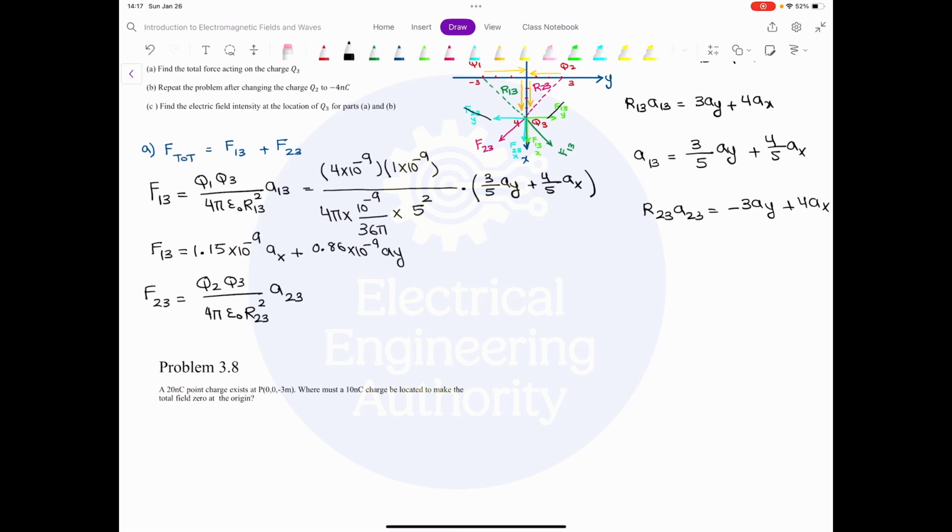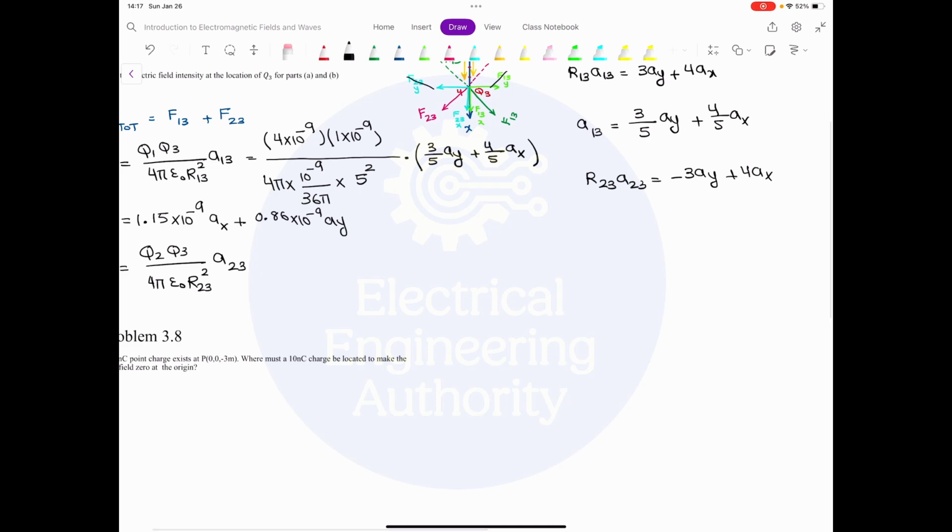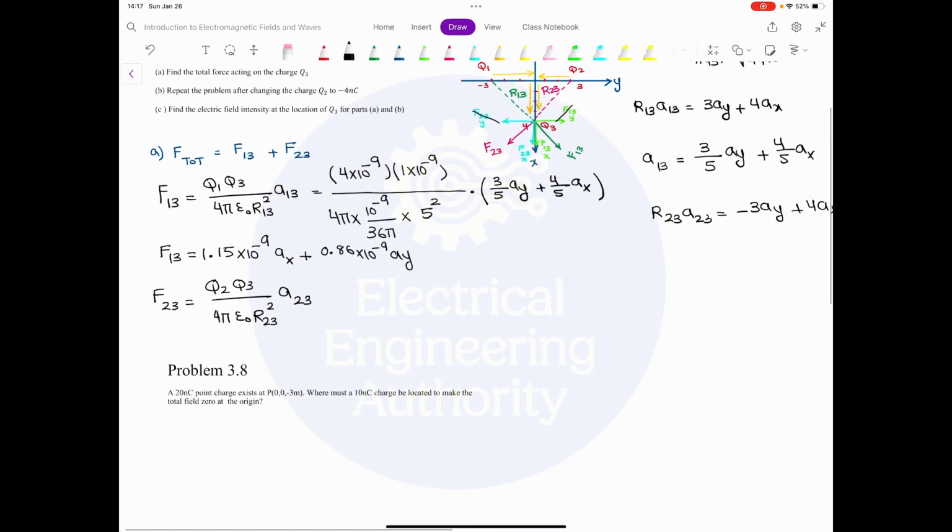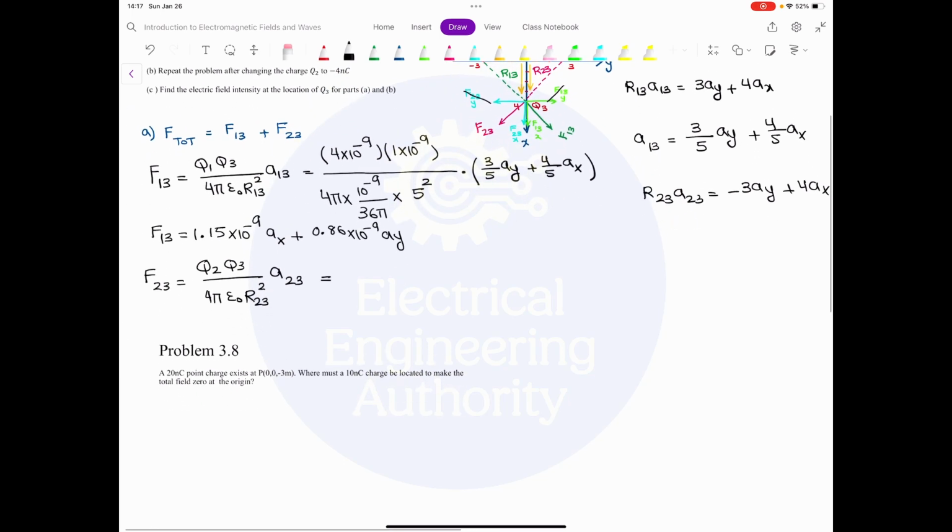So the only thing that is changing here is my y component. If you substitute everything that you have here in the F23 equation, you should end up with 1.15 times 10 to the negative 9 AX minus 0.86 multiplied by 10 to the negative 9 AY. And both of these are in newtons, the unit of the force. Now, if you add these two up, you'll see that the AY components will be canceled out. So we are just left with the AX components.